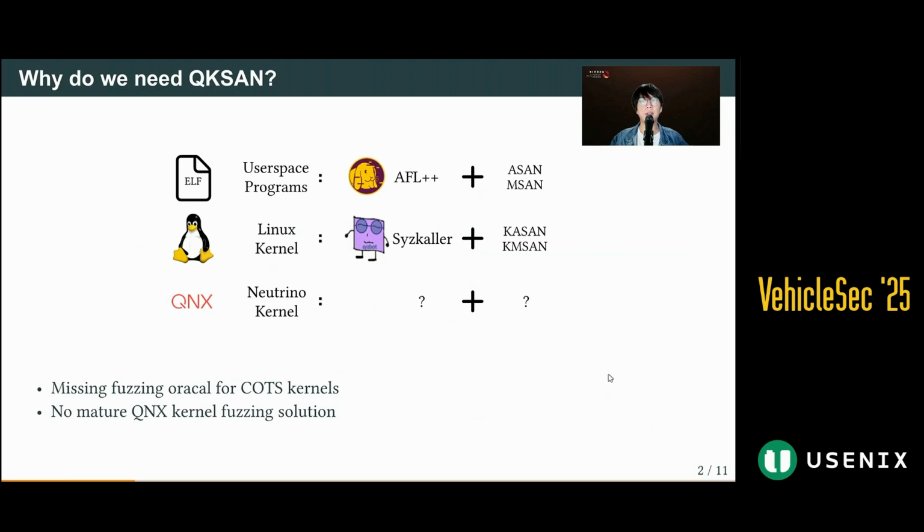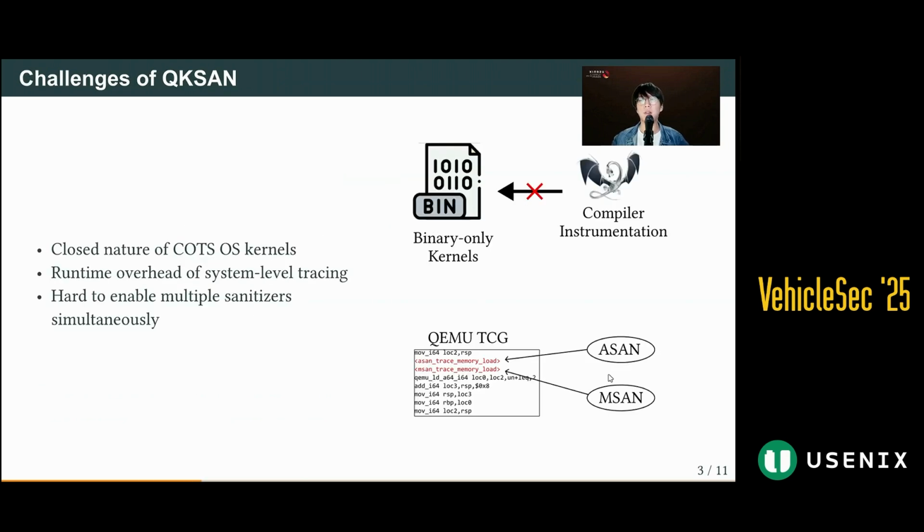Then why do we need QKSAN? For user space programs and the Linux kernel, we already have virtual fuzzing solutions such as AFL++ or Syzkaller. However, these solutions cannot be directly applied to commercial off-the-shelf kernels due to the lack of fuzzing oracles. For example, there is currently no ASAN implementation for the QNX kernel, making it difficult to detect memory safety violations during fuzzing.